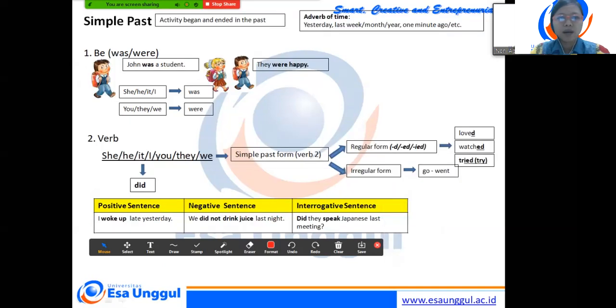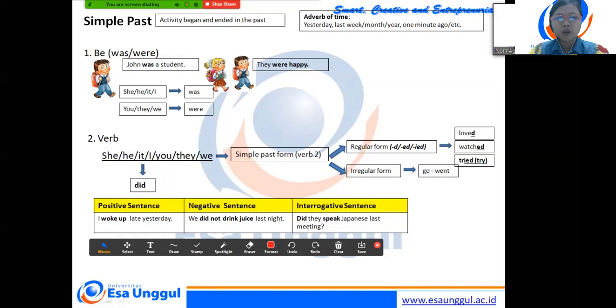Next is simple past. You can use simple past if you want to tell about an activity or event that began and ended in the past. The adverbs of time: yesterday, last week, last month, last year, 1 minute ago, and so on. In simple past, we have two forms, be and verb. Be in simple past has was and were.